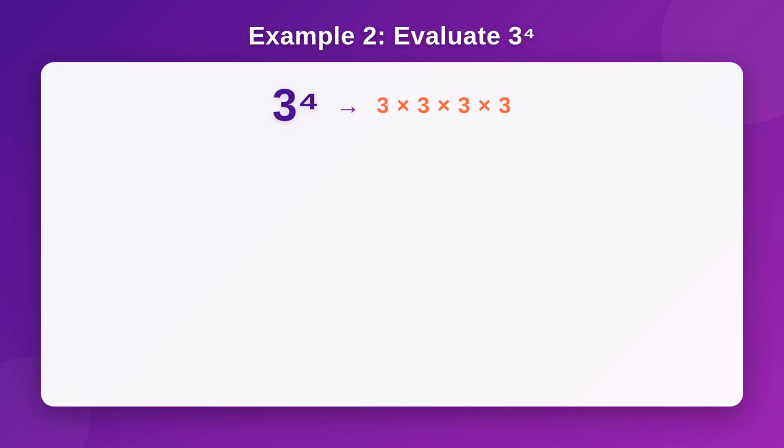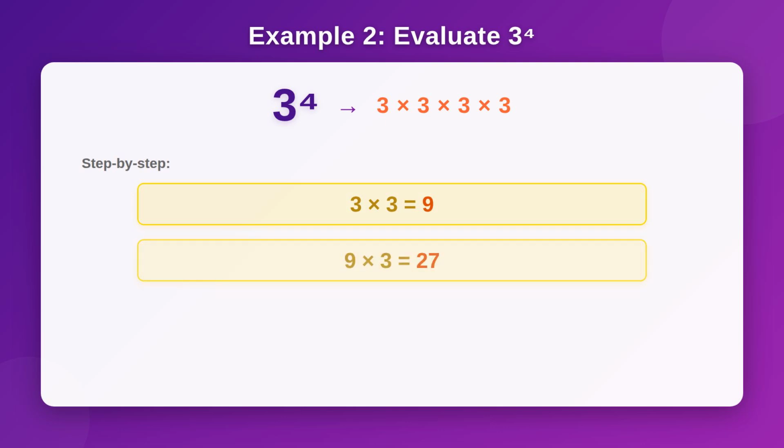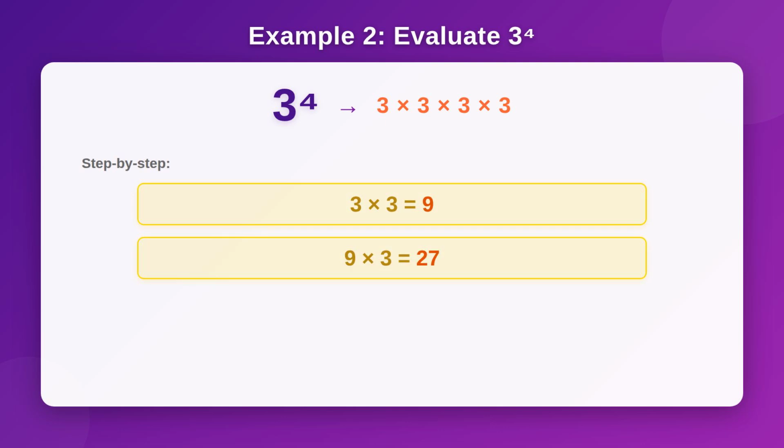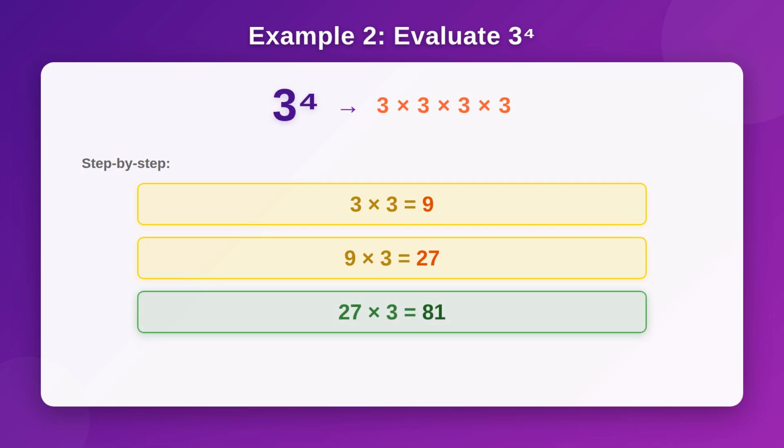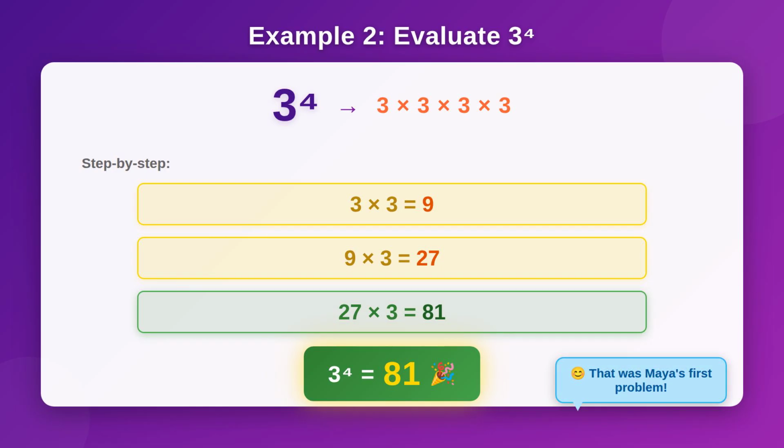Now, 3 to the 4th power. This was actually the very first problem on Maya's worksheet. Base is 3, exponent is 4, so we expand. 3 times 3 times 3 times 3. 4 3's. Let's multiply step by step. 3 times 3 is 9, then 9 times 3 is 27, then 27 times 3 is 81. So 3 to the 4th power equals 81.